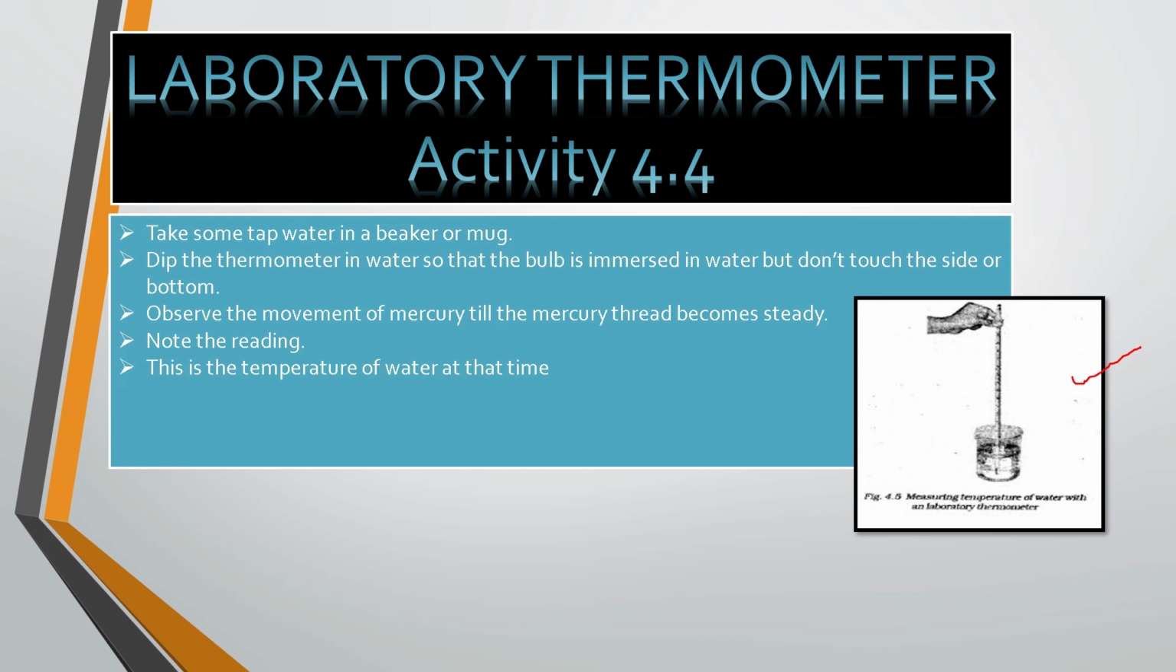But don't touch the side or bottom. We kept the thermometer so that we did not touch its bottom, nor did we touch its side. We keep it under. Observe the movement of mercury. Now we will observe the movement and lastly we will note the reading. Whatever reading comes after 1 minute or some time, it is the temperature of the water at that time. So clearly a thermometer shows the temperature of any object.